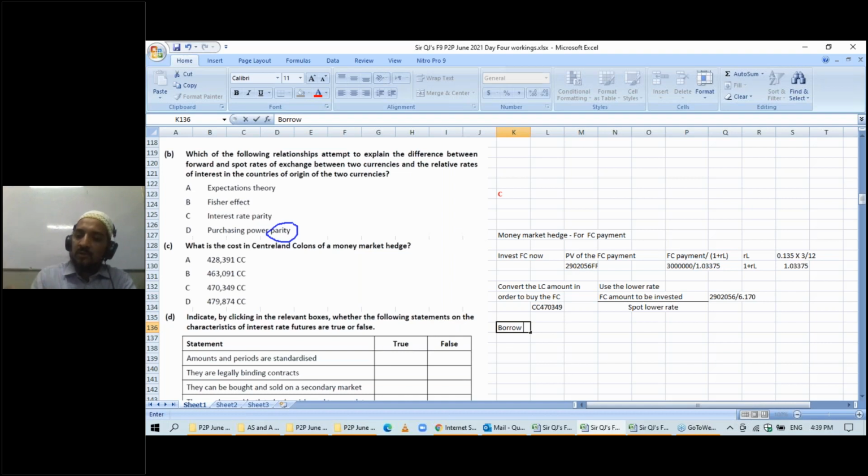Right? So what the question is asking, what is the cost? The cost means the amount that you will be paying after 3 months. So after 3 months, you will be returning the borrowed amount. So the last step is the calculation of return of the borrowed amount used to invest in foreign currency, along with interest in 3 months time.